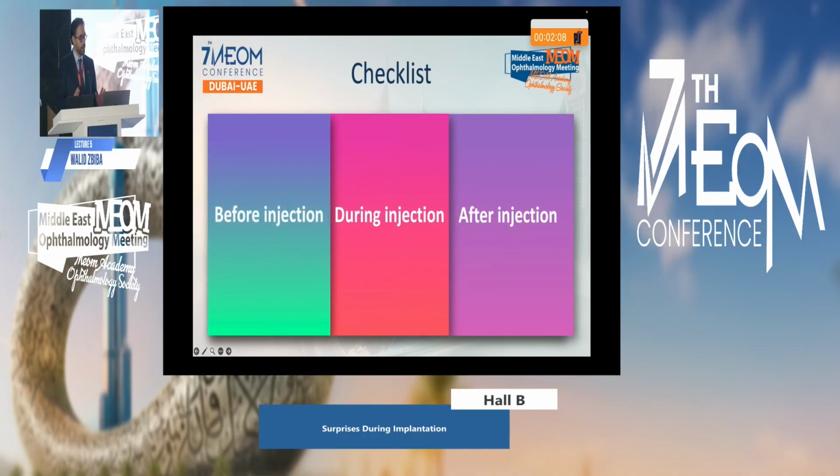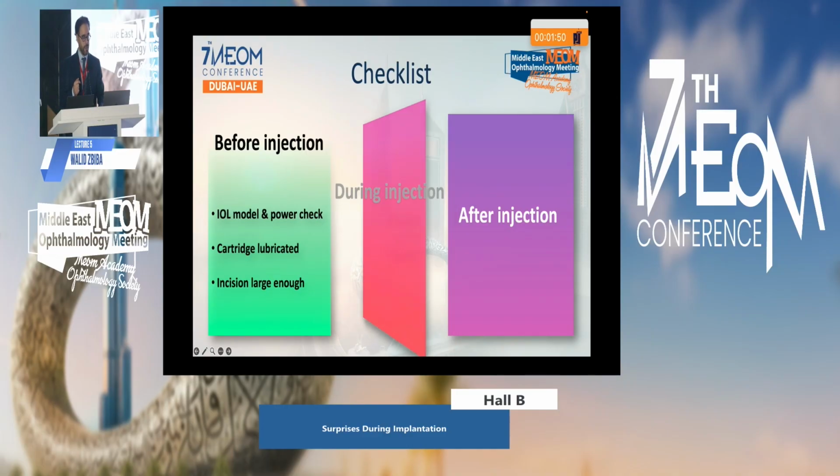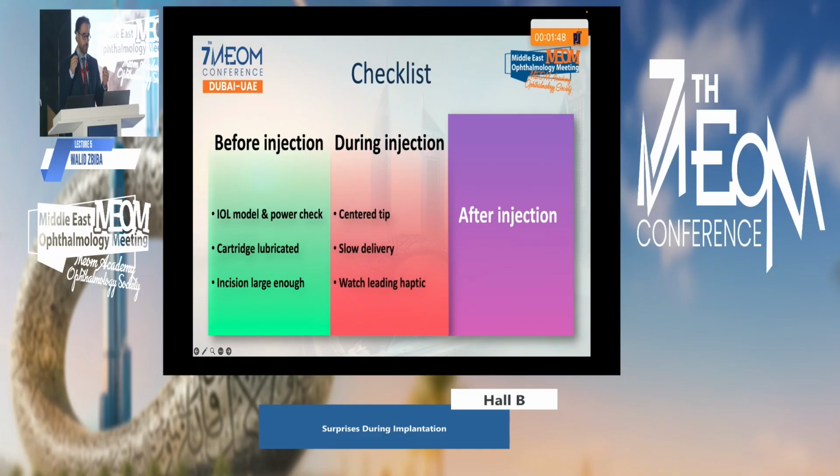So the checklist for the implantation: before injection, we have to have very good knowledge about the IOL we use. We have to lubricate the cartridge, and the incision must be large enough to introduce the IOL. During the injection, we have to center the tip, deliver slowly to avoid the cannonball, and watch the leading haptic. It can be traumatic for the capsule.